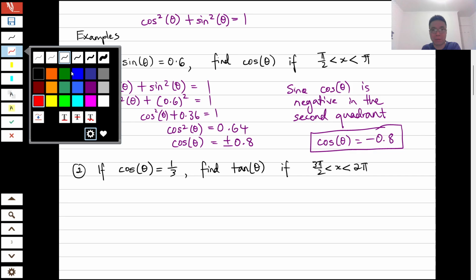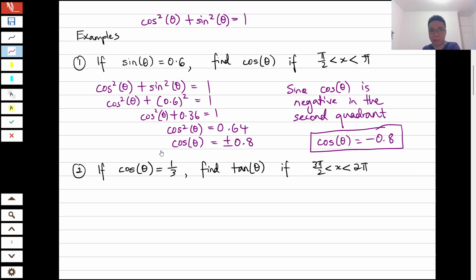Okay, one more example. So here we have been told that cos theta is 1/3, and I've deliberately asked a slightly different question. I've asked you to find tan theta. You'll notice that the Pythagorean identity gives me a relationship between cos squared and sine squared. There's no tan theta there. But if you recall that tan theta is sine theta on cos theta, this will actually get us the answer that we want. So if we find sine theta, then we can easily calculate tan theta.